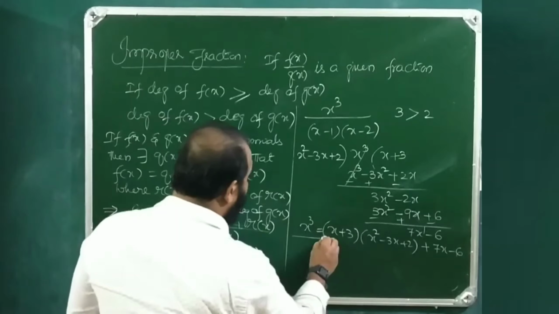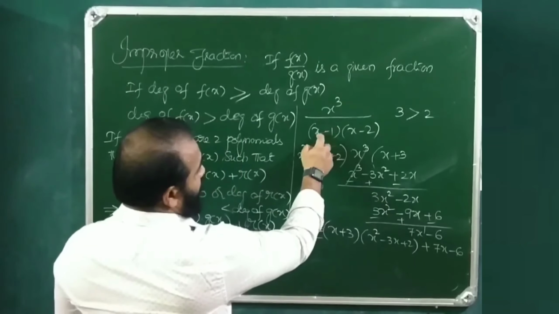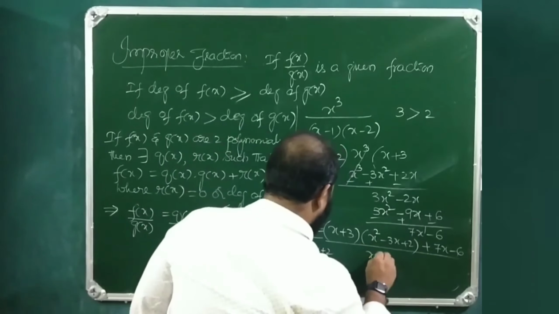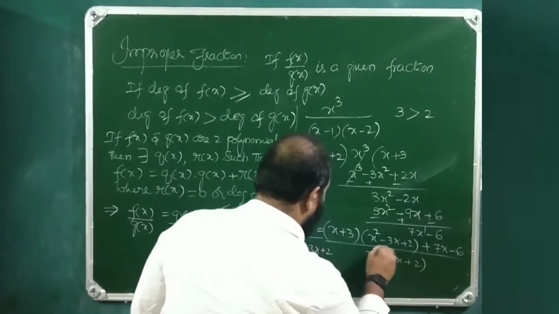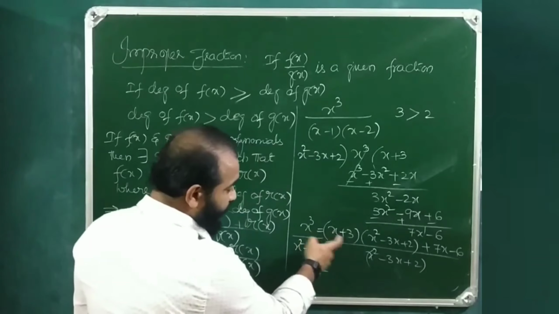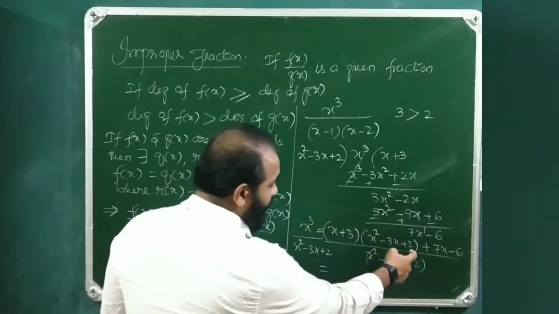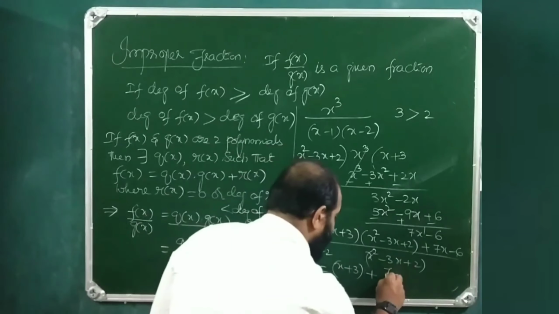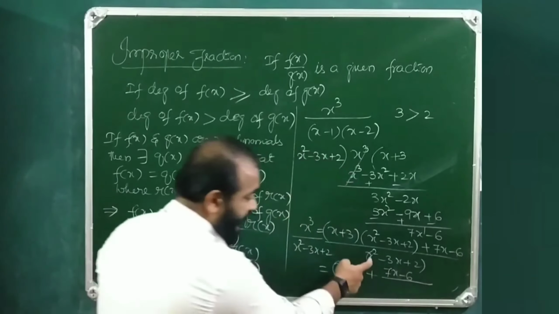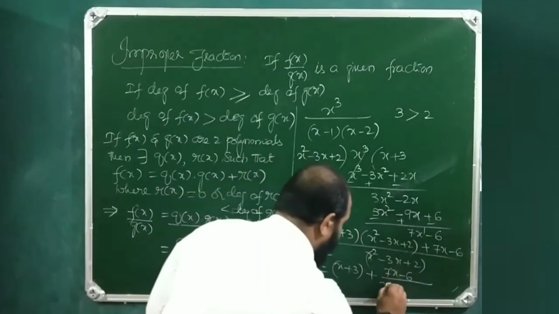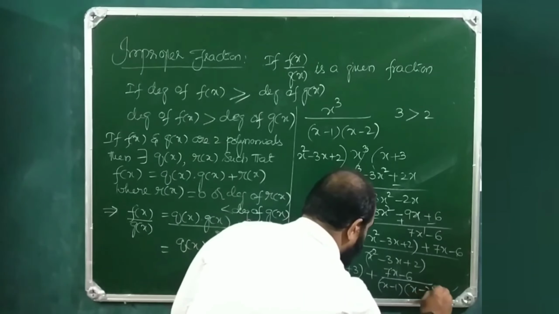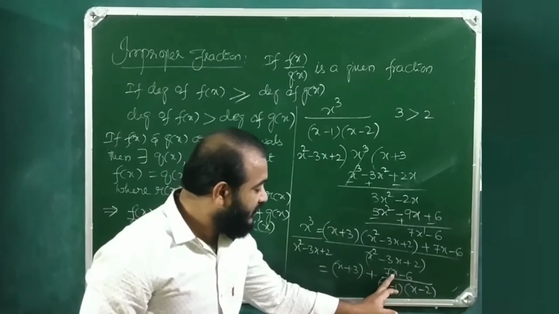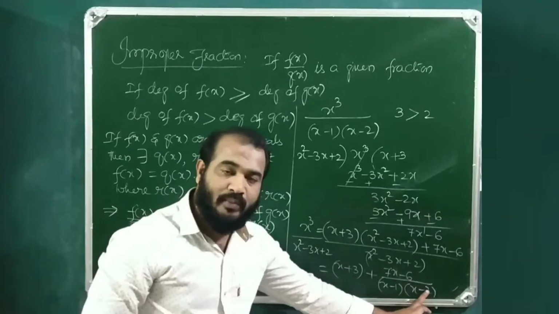So if we divide by x square minus 3x plus 2 on both the sides, we get x plus 3 into x square minus 3x plus 2 by x square minus 3x plus 2, which is x plus 3, plus 7x minus 6 by x square minus 3x plus 2, which is x minus 1 into x minus 2. So we got x plus 3 as the polynomial, and this is 7x minus 6 by x minus 1 into x minus 2.